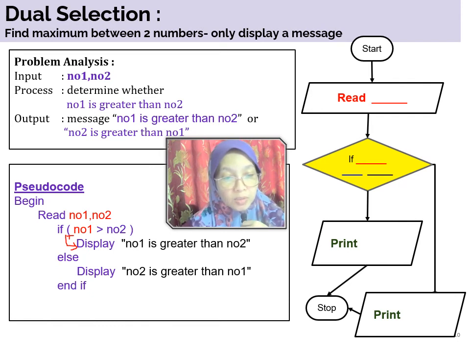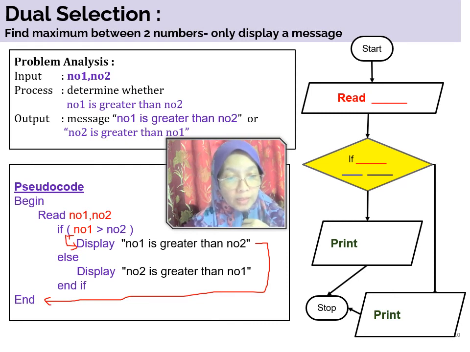The last statement is display number 2 is greater, and then do nothing, just end. That means if the case is true, display number 1 is greater than number 2, then go to where? You have to go below the statement of else, which only has end. That means the computer will stop executing. If the case is true, what they do is just display number 1 is greater than number 2, and then just end. If false, what happened?